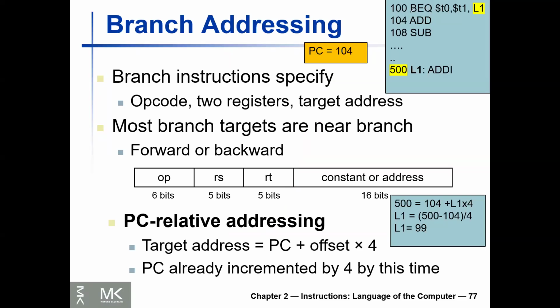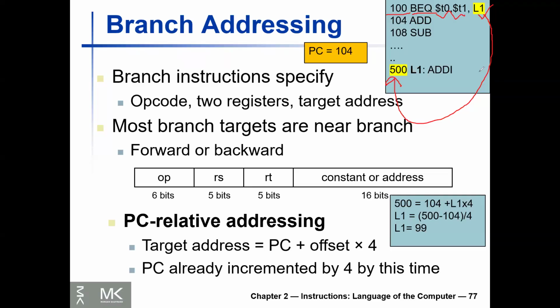Suppose this is the address and here it's mentioned branch equal. There are two registers they are comparing, and then it will jump to this label. If they are equal, it will reach this address and then perform whatever instruction is there.